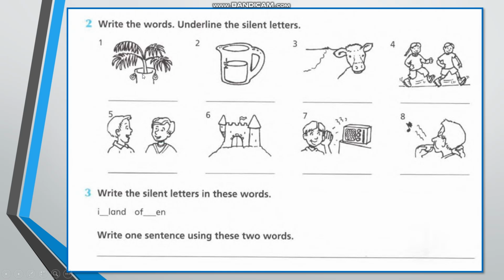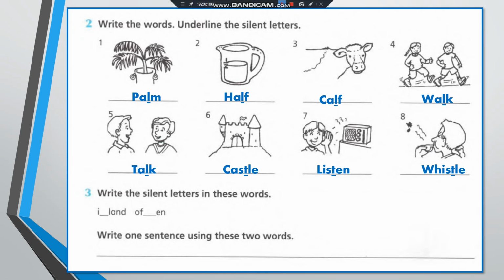نرجع نعيدهم سادس. في عندي هنا the palm, and we have to underline the L. Here we have the half of the jug, so we have to underline the L. We have a cough, underline the L. And they are walking, so walk with underlining the L. And here we have talk, underline the L. And castle with underlining the T. And listen, also we have silent T. And we have whistle with silent T.